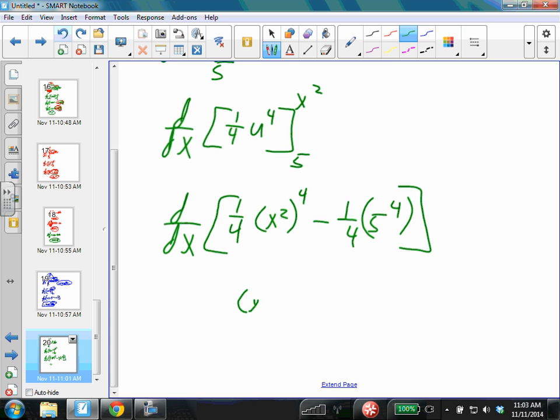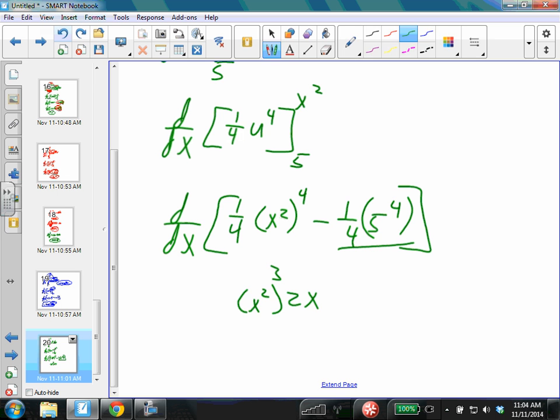So I leave the inside alone and then subtract 1 from the power, and it gives me what? 3. So I did the 4, and now I should take the derivative of what? The inside, which would be 2x. And then what's the derivative of this stuff back here? 0. It's a constant. So that derivative is 0. So this is what we ended up with.